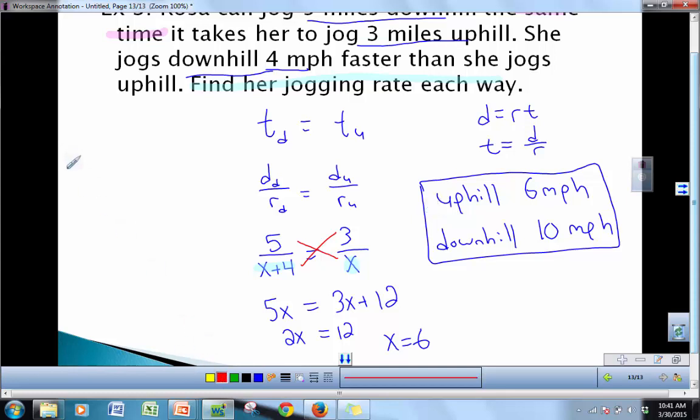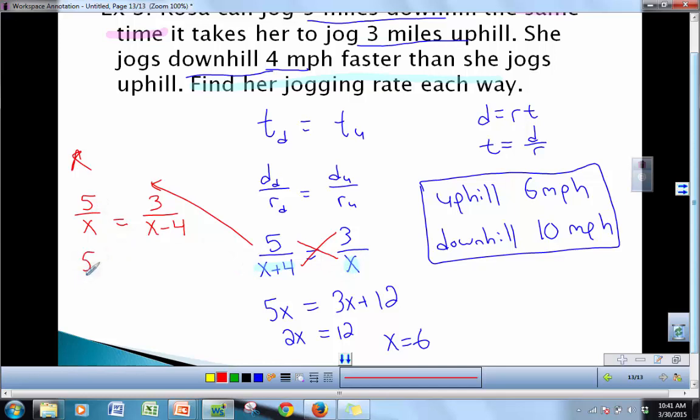An alternate way you could have also done this problem from this step, some people look at it as, well, the distances aren't going to change, but you could have thought of the downhill rate as x, and since she's going slower uphill, you could have also done x subtract 4. This is actually the same as this. We're just looking at it as x and x minus 4 instead of x and x plus 4.